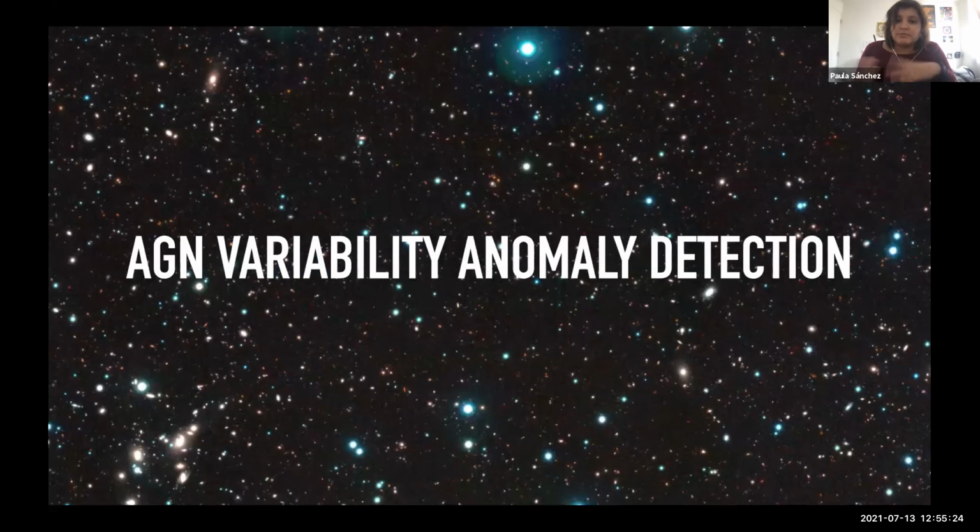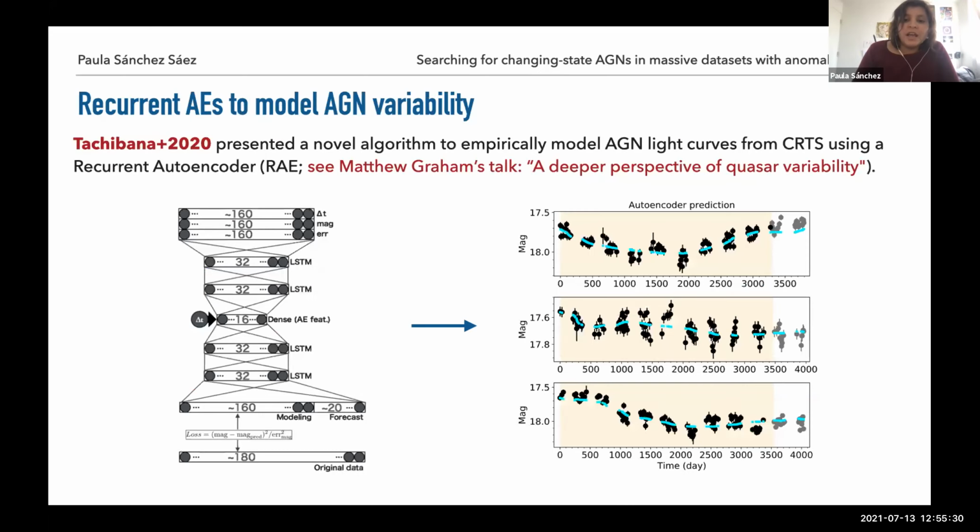Okay, so now that we have all the techniques, how can we do anomaly detection for AGNs? Well, we were inspired by the work presented yesterday by Matthew. This was presented in this paper, Tachibana 2020, where they proposed an autoencoder architecture to model AGN light curves. One of the advantages of this architecture is that it allows to not only make a reconstruction of the light curve, but also to make forecasting.